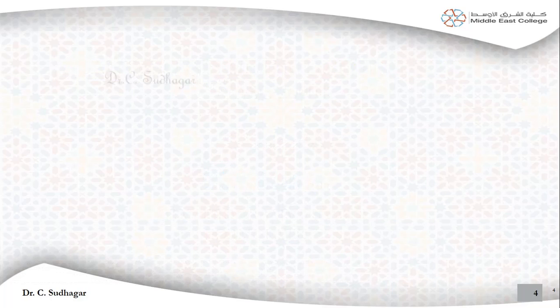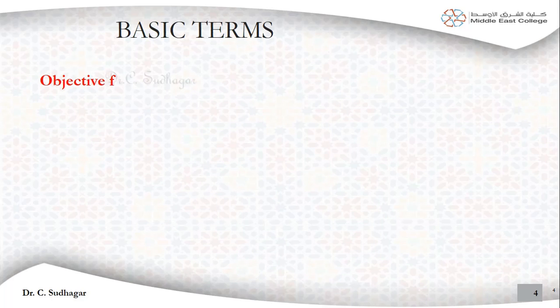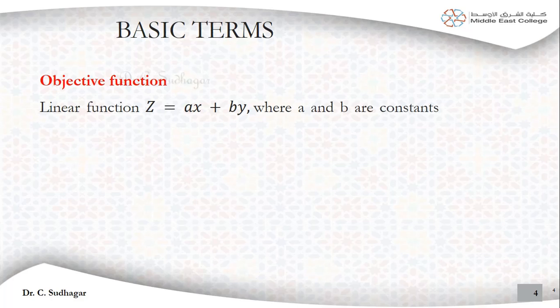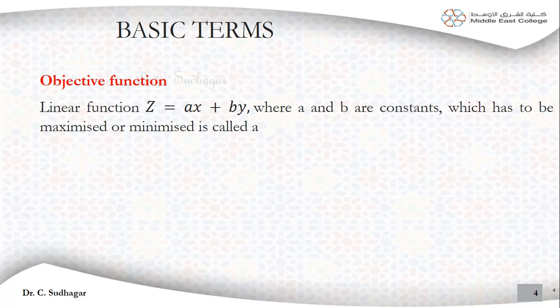So let us see what are the basic terms in linear programming problems. So first one is objective function. Objective function means what is our total aim. So for example, linear function z equal to ax plus by, where a and b are constant, which has to be maximized or minimized, is called a linear objective function.